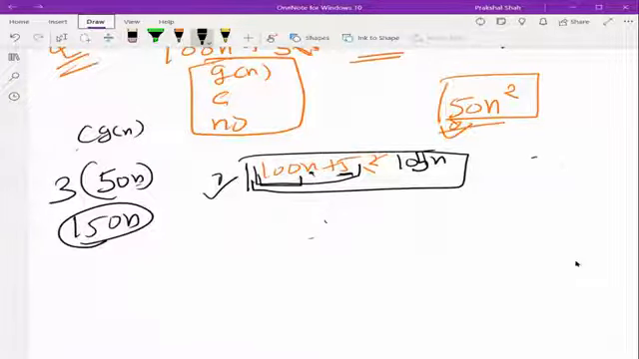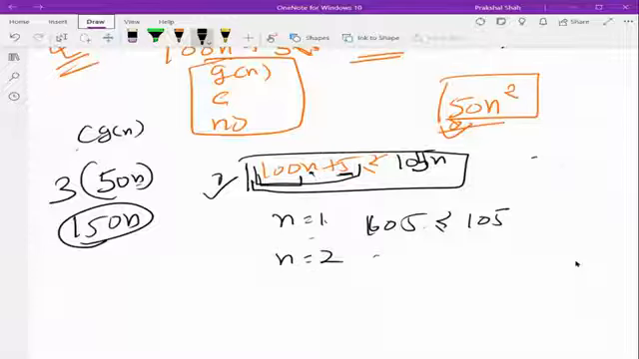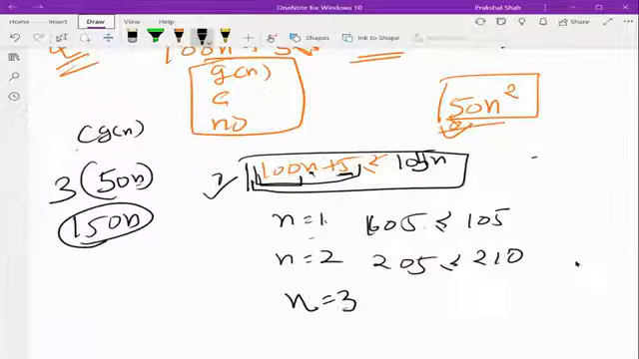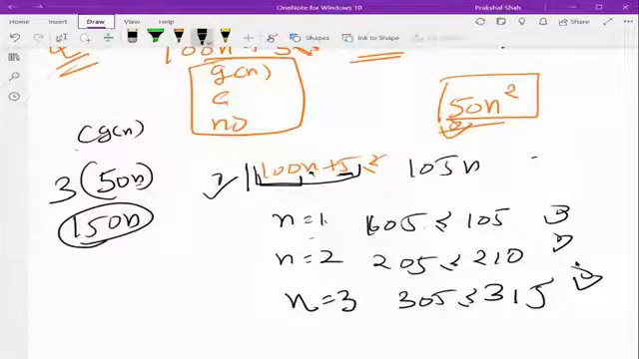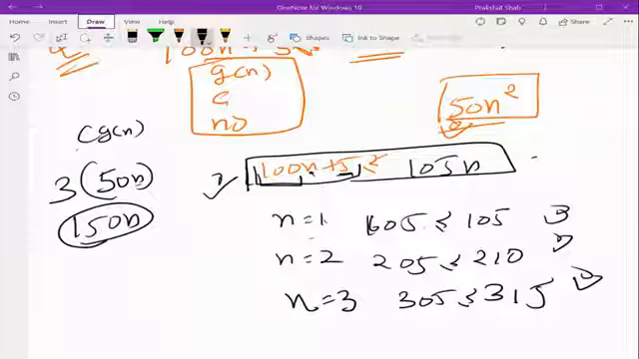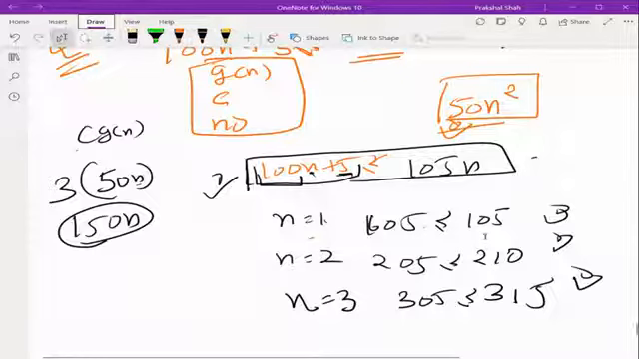Now check it. For n equals 1, it will be 105 less than or equal to 105. For n equals 2, 205 less than or equal to 210. True. For n equals 3 also, 305 less than or equal to 315. It's also true. So can I say 105 would be my final solution? It was damn easy. You have to think practically also.